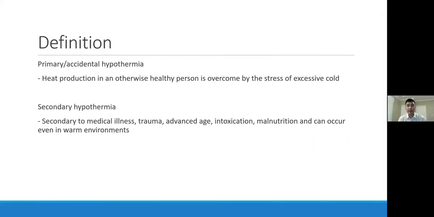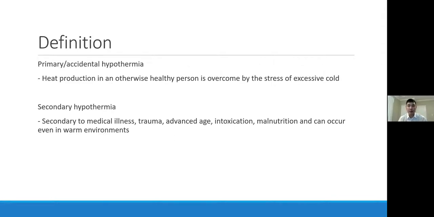Before talking further about the case, I wanted to talk about hypothermia for a little bit, starting with the definition. Primary or accidental hypothermia is described to happen when heat production in an otherwise healthy person is overcome by the stress of excessive cold. This is slightly different from secondary hypothermia, which is secondary to either medical illness, trauma, advanced age, intoxication, or malnutrition, and can even occur in warm environments.